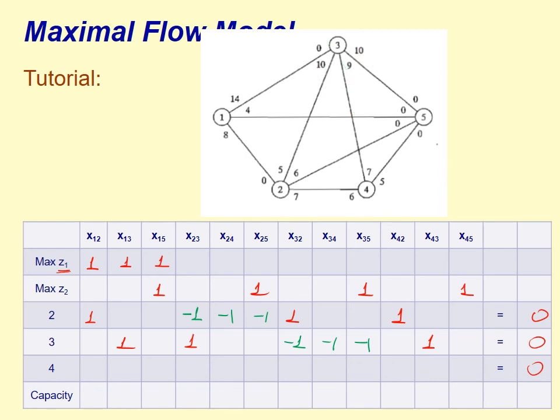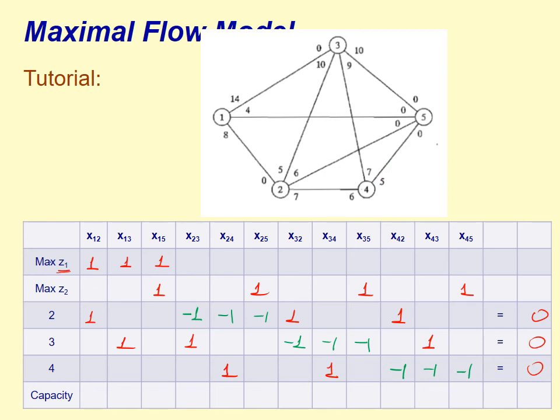What about node 4? For node 4, the inflow can be this one, 2,4. It can be this one, which is 3,4. It cannot be 5,4. And the outflow can be 4,2, so it's -1. It can be 4,3, and it can be 4,5. Okay, so these are the flow balance constraints.